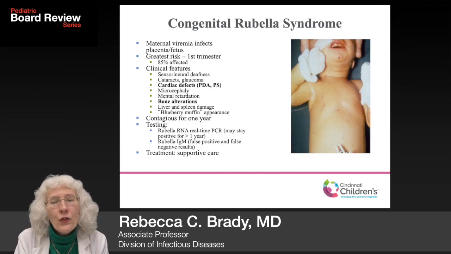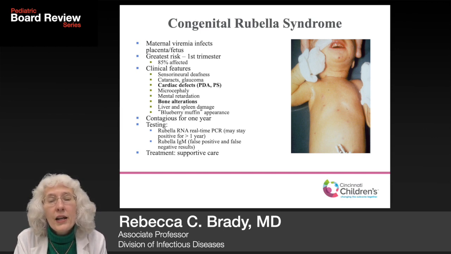Congenital rubella, hopefully you won't see much with people being vaccinated, especially women before they reach childbearing potential. But there's a lot of resistance to vaccines, vaccine hesitancy, so there probably are young women out there of childbearing age who are not immune to rubella. If she does acquire rubella during pregnancy, that virus can get across the placenta and infect the fetus. The greatest risk is going to be if that infection occurs during the first trimester, and there about 85% will be affected. Again, sensorineural hearing loss, cataracts, glaucoma.